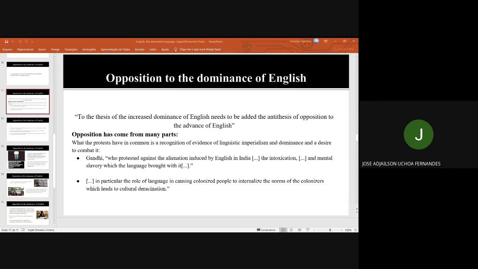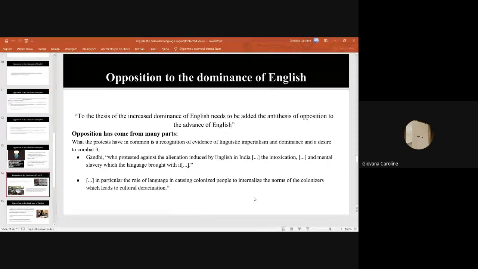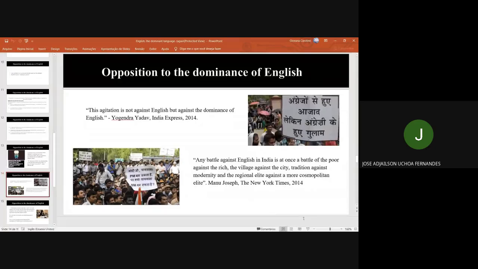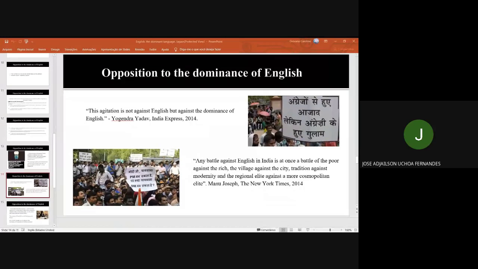Just a moment. Yes. I think the slides are not synchronized. We cannot see these images you're talking about. Now, yes. There is one. Okay. Good. Great. So, civil service examination. Yes.